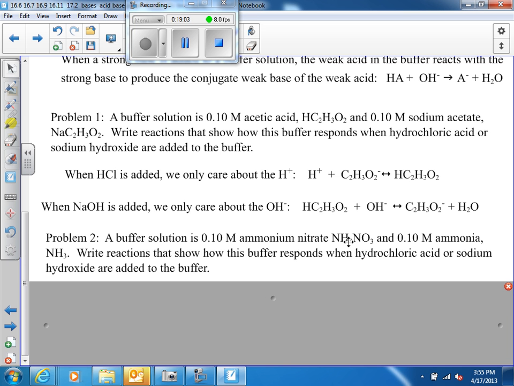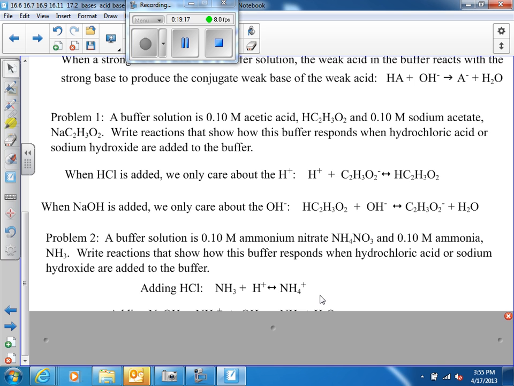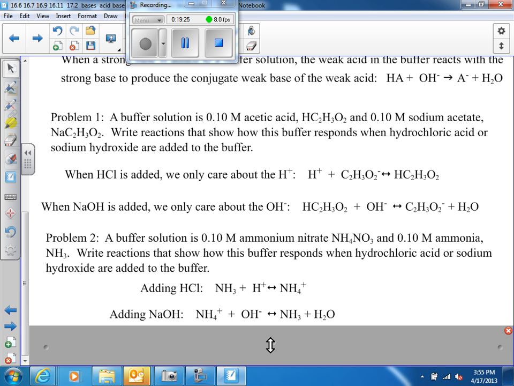We've got ammonium nitrate. Ammonium is our acid, ammonium ion, NH4+, and ammonia, NH3, is the base. So if we had an acid, H+, it reacts with the base, NH3. Write it down if you can figure it out. Pause. There you go. If we add hydroxide, remember that reacts with the NH4+, the weak acid. And we get back our weak base and water.